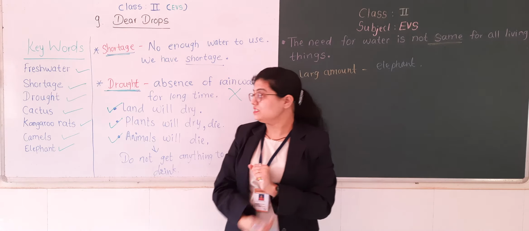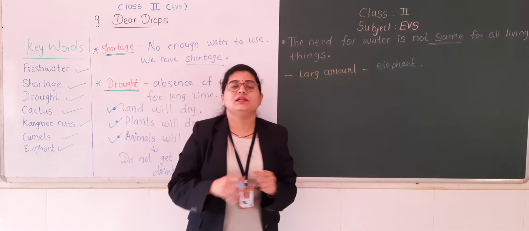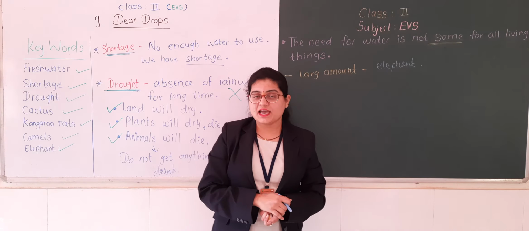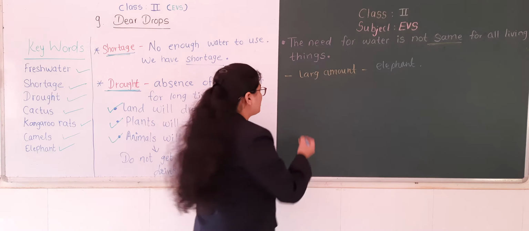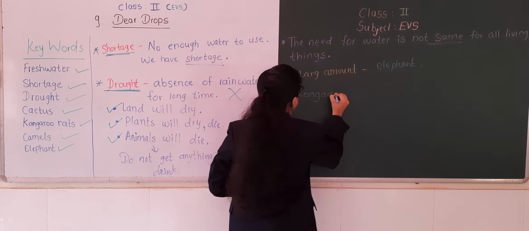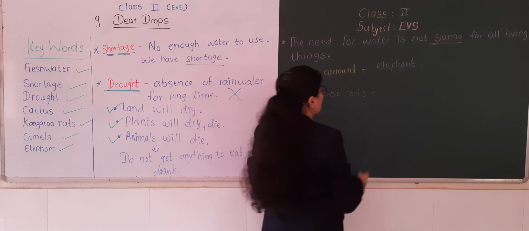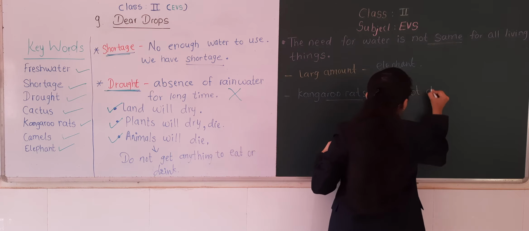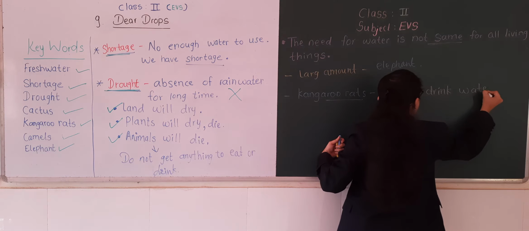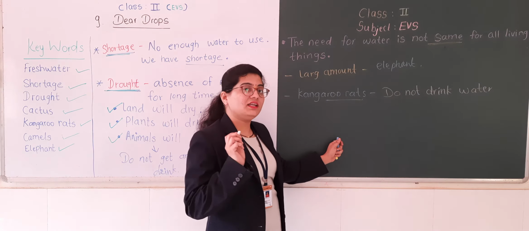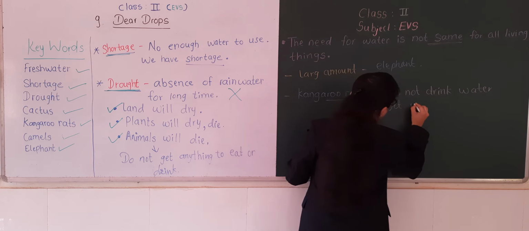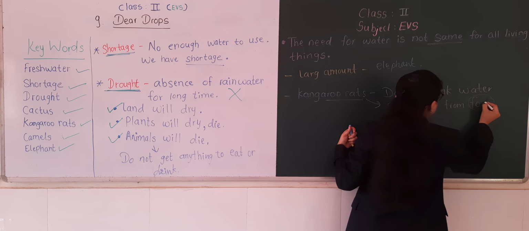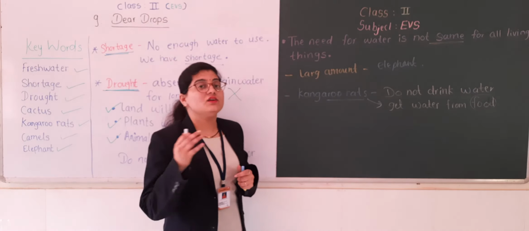And some animals, such as the kangaroo rat, do not need a large amount of water. These kangaroo rats do not need to drink water at all, as they get water from their food. Why? Because they get water from the food they eat.